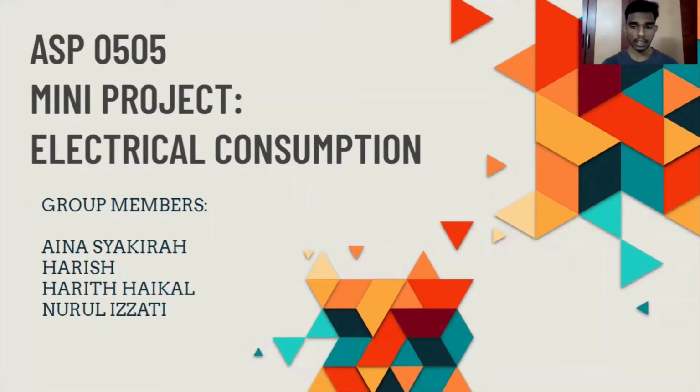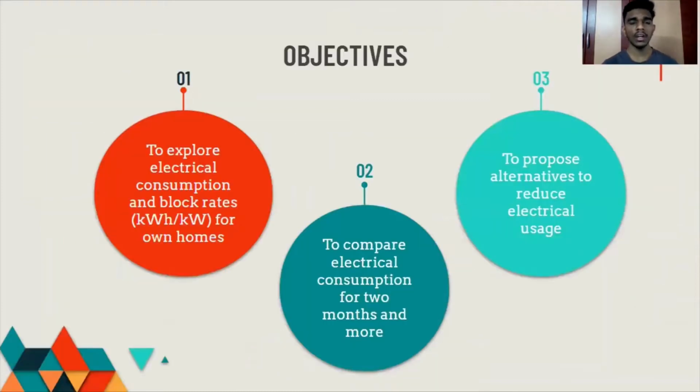So let's start with the objective. There are three main objectives of this mini project that we conducted. Firstly, our main objective is to explore the electric consumption and block rates, kilowatt hour and kilowatt for our own homes. Secondly, to compare the electrical consumption for 2 months and more, and also the proposed alternatives to reduce the electrical usage of our own homes and also others.